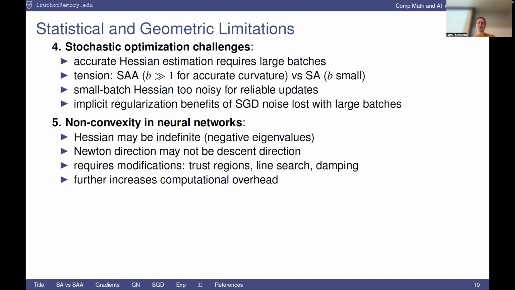Actually, the Newton direction will always be a descent direction. I should have said it may not be a good one. So then you need things like, in my example, I used the trust region scheme, a little bit of engineering, but it's well understood.